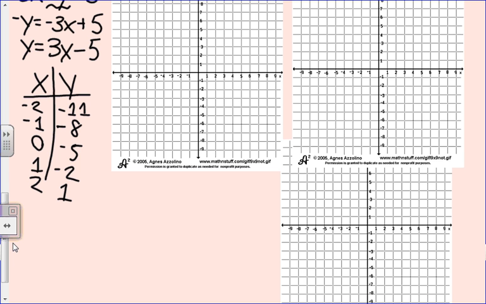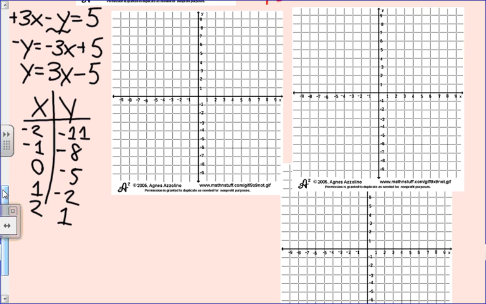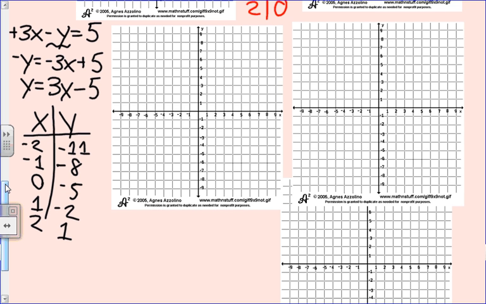Okay, so here we go. Count these. So negative 2 and negative 11 are slightly off our graph. Here, negative 1, negative 8.